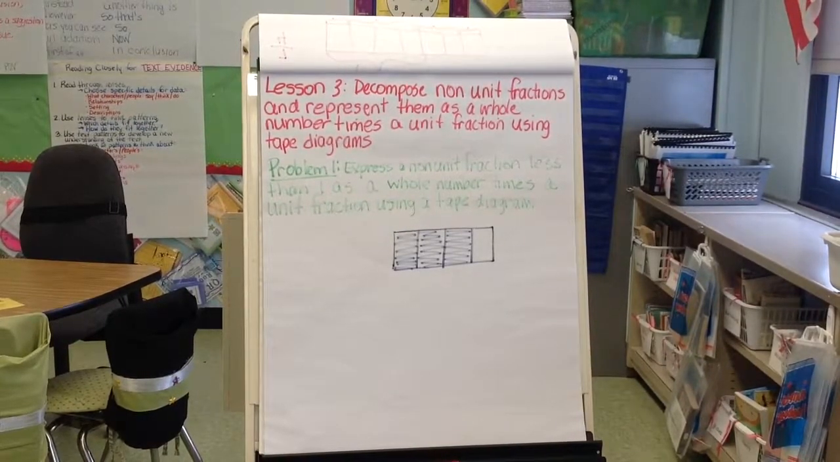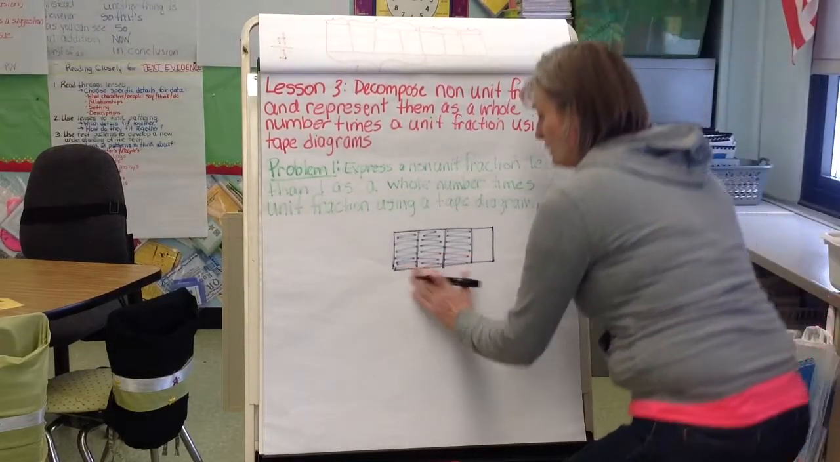Module 5, Lesson 3. Decompose non-unit fractions and represent them as a whole number times a unit fraction using tape diagrams. So what we're going to do is take a non-unit fraction that's less than 1, use a tape diagram, and look at it as a whole number times a unit fraction. So let's look at what we have shaded.